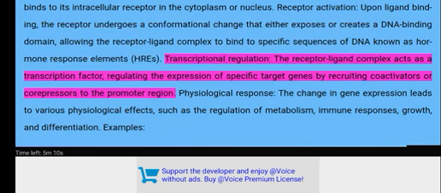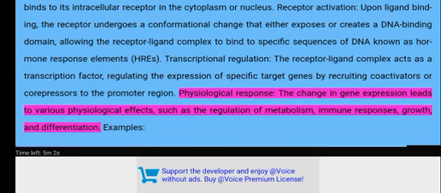Transcriptional regulation. The receptor-ligand complex acts as a transcription factor, regulating the expression of specific target genes by recruiting coactivators or corepressors to the promoter region. Physiological response. The change in gene expression leads to various physiological effects, such as the regulation of metabolism, immune responses, growth, and differentiation.